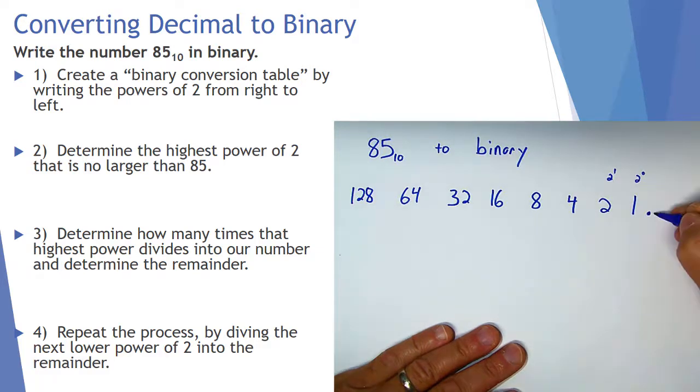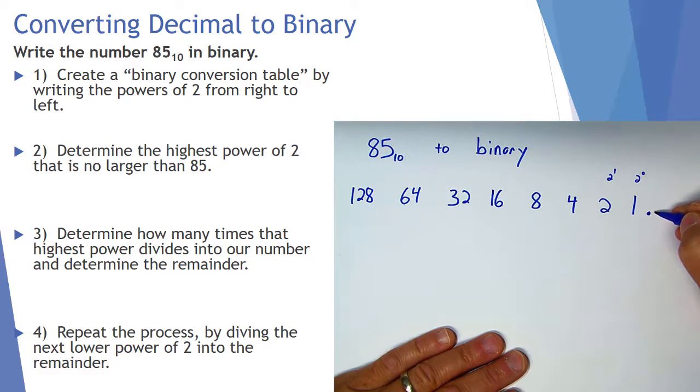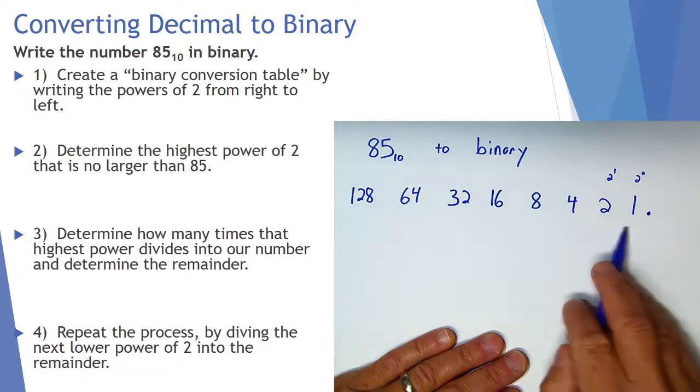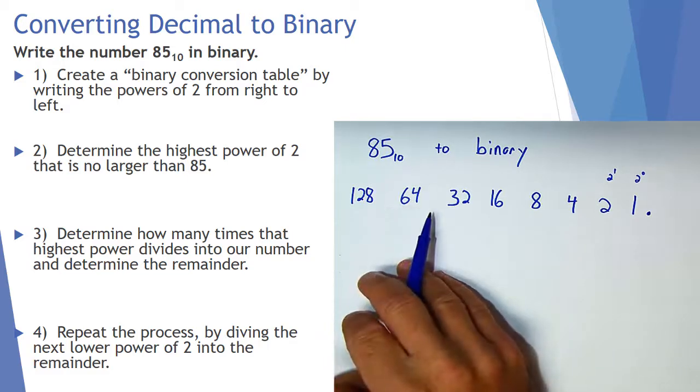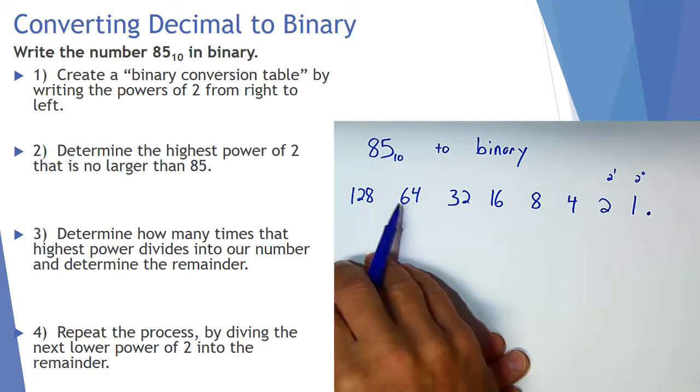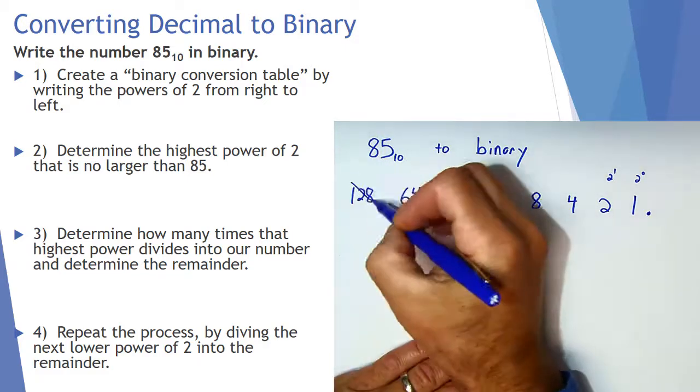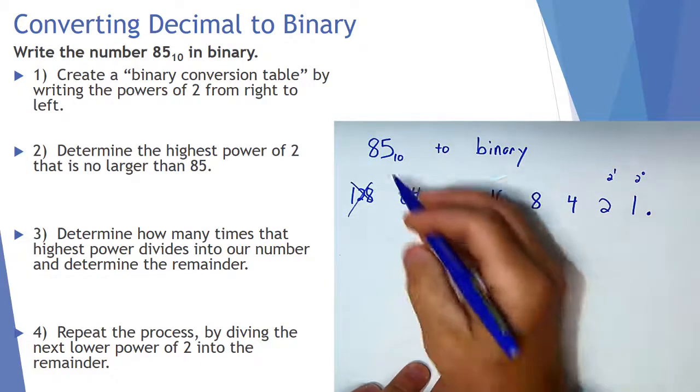This is where the binary point will go in our number. Now, here's what we need to do. Step 2, we just find the highest power of 2, the number on this list, the biggest one that's no bigger than 85. Well, 128 is too big, right? So we're not going to use that.